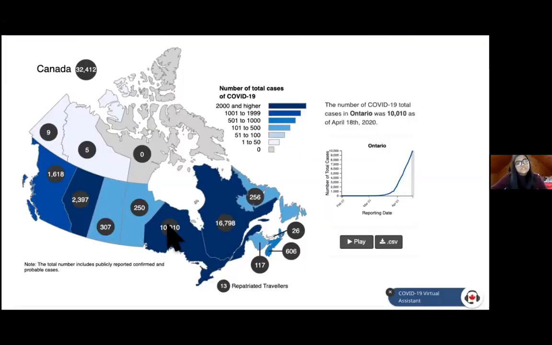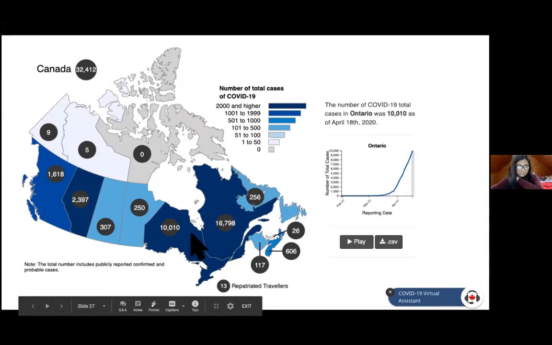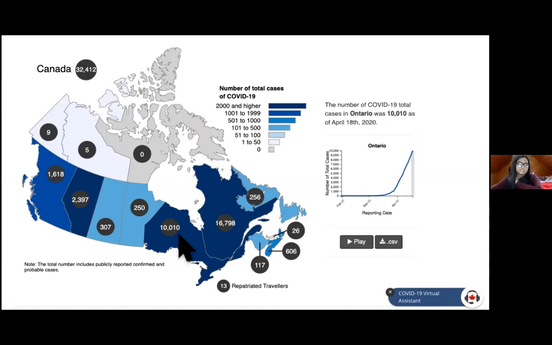This is an infographic about the cases in Canada. I got this today, April 18th. As you can see, there are 32,412 cases, and the darker the color, the more severe the situation is, meaning the more cases there are. Ontario, Quebec, and Alberta have very high amounts.